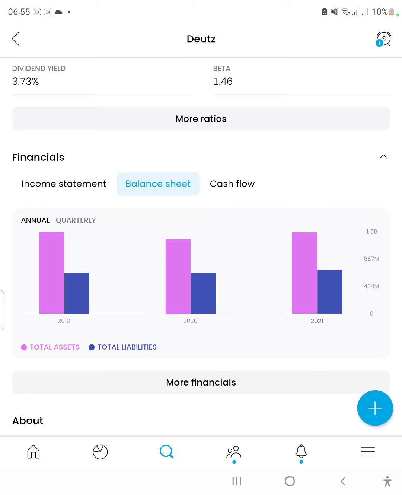So we're going to get into the balance sheet. The balance sheet shows the overall liabilities compared to the overall assets of the company, and it kind of shows the financial position. And ironically, it's also called the statement of financial position. So the light pink figure on the graph represents the total assets of the company, which is around 1.3 billion consistently over the past 3 financial years, and the dark purple figure represents the liabilities.